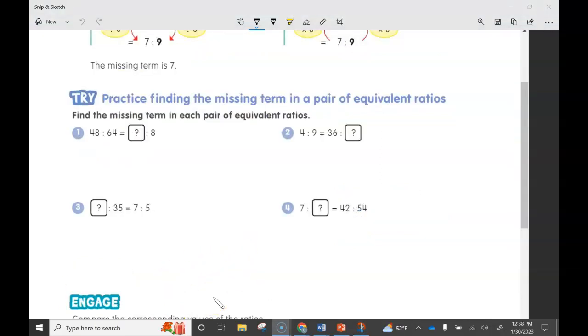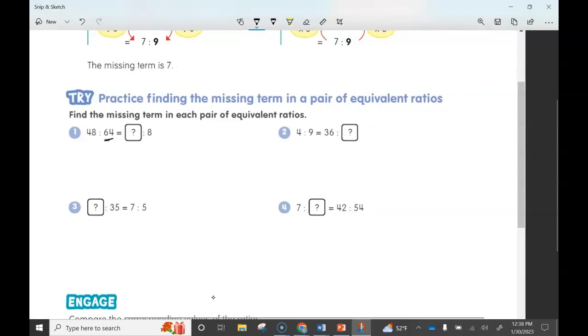Now let's turn to page 190. We're going to take a look at practice finding the missing term in a pair of equivalent ratios. I know there's a lot of topics in this video, but we're going to take a look at this one here. So let's take a look at number 1. So we have the ratio of 48 to 64 is going to equal what to 8? So what we need to do, first of all, is either divide or multiply to find this missing term. Okay, so think about the 64.